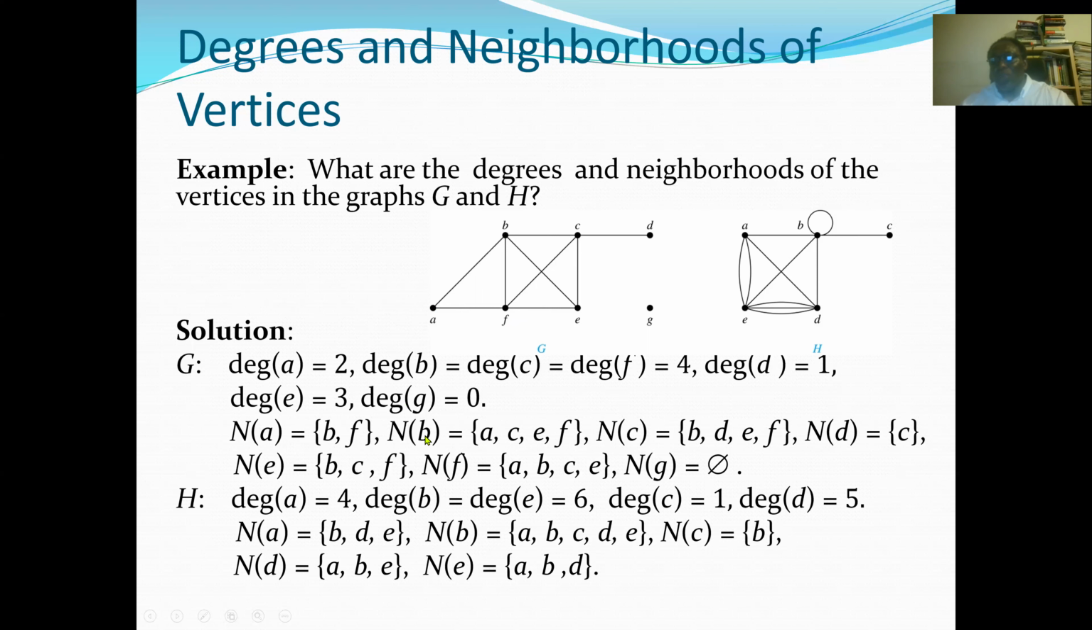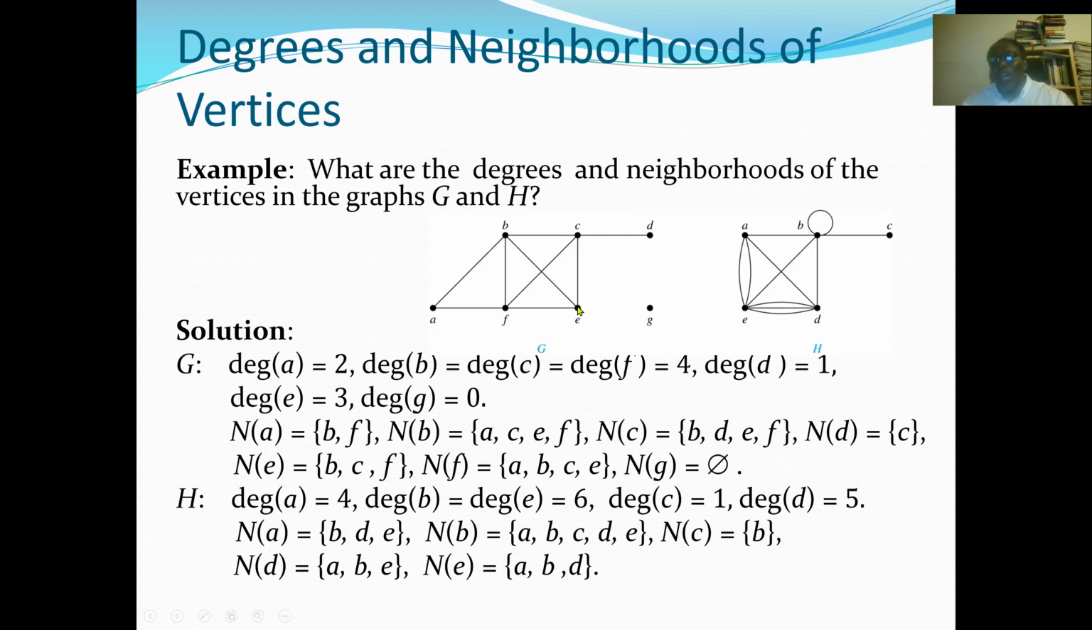What is the neighborhood of B? I will go to B. I have A, F, E, and C. So A, C, E, F. What is the neighborhood of C? We have D, E, F, and B. And what's the neighborhood of D? We have only C.